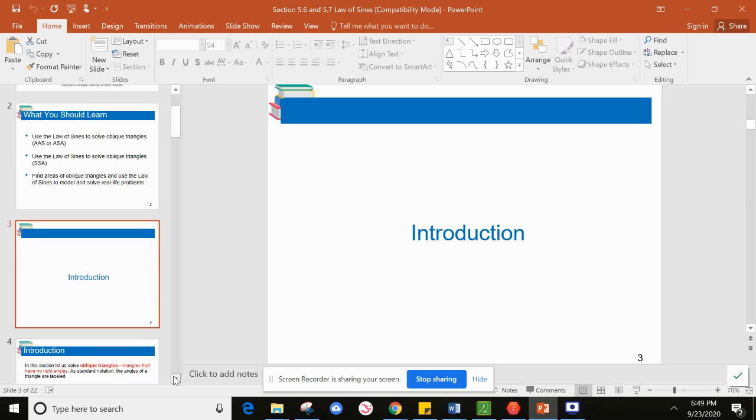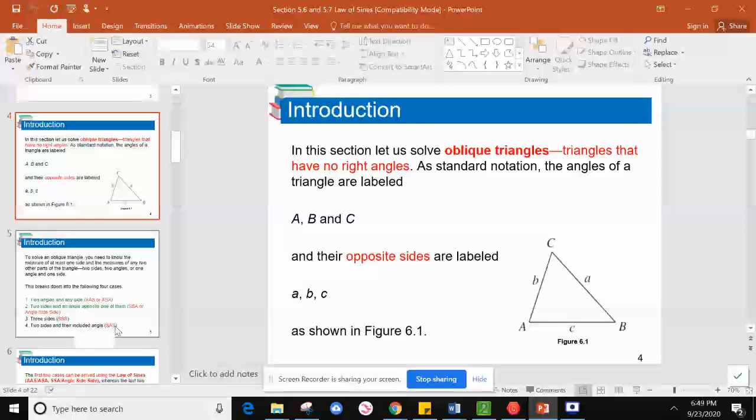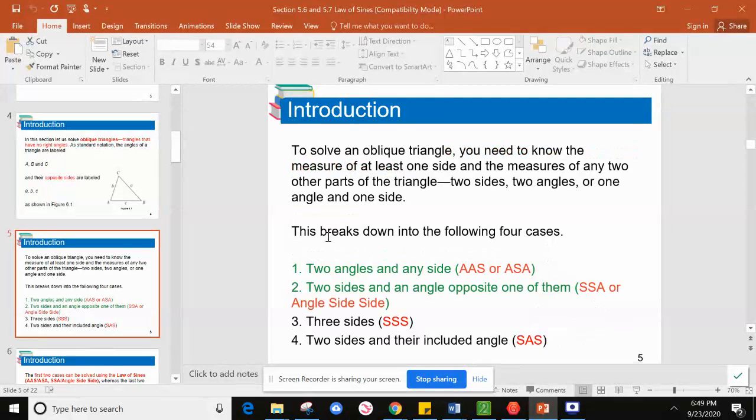So just to introduce some things to you, oblique triangles are triangles that have no right angles. And as standard notation, we label the angles with capital A, B, and C, and their opposite sides are labeled with lowercase a, b, and c. And we have been doing that for a while now. That's just a review. To solve an oblique triangle, you need to have at least one side and at least an angle, or better yet, two sides and two angles, or one angle and one side, some various combination of pieces.